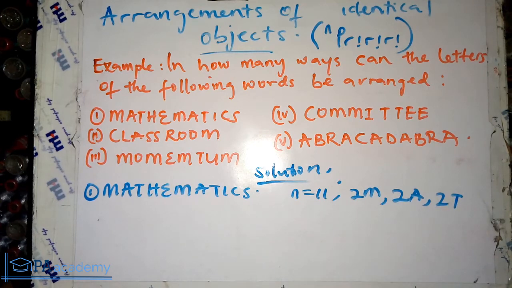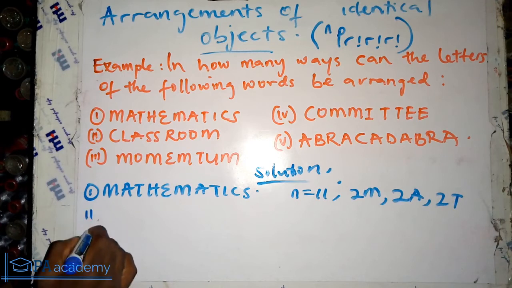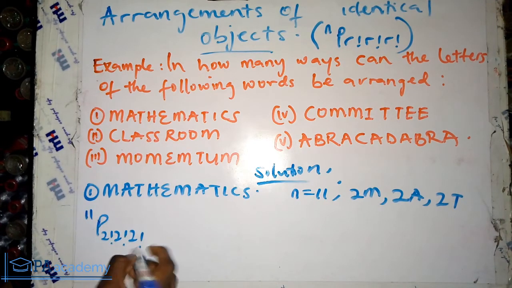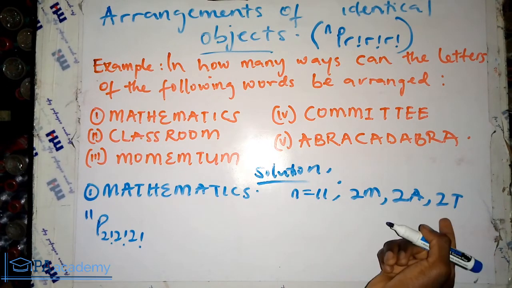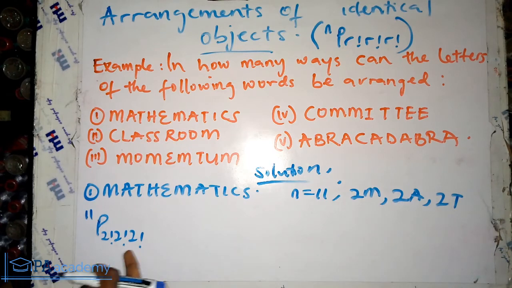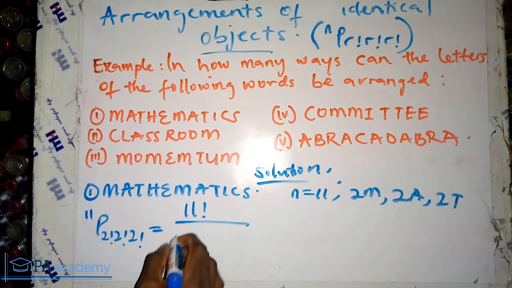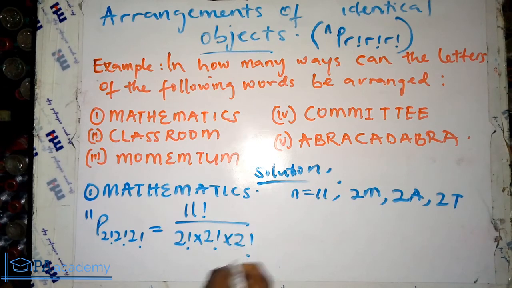They are appearing twice. In solving this, look at this notation here. We are going to have this as 11 permutation 2 factorial, 2 factorial, and 2 factorial. That's because we are having them appearing twice, that is more than once. So we note it here, equals 11 factorial over 2 factorial times 2 factorial times 2 factorial.